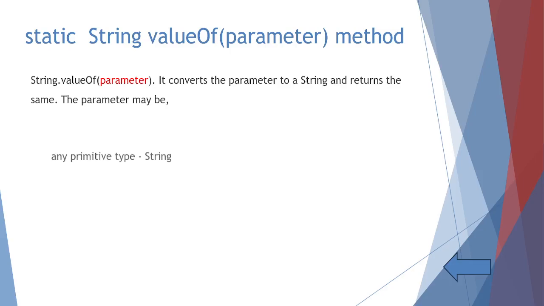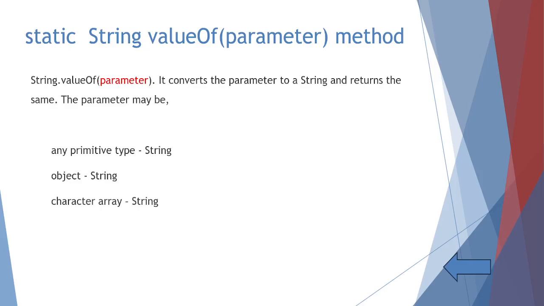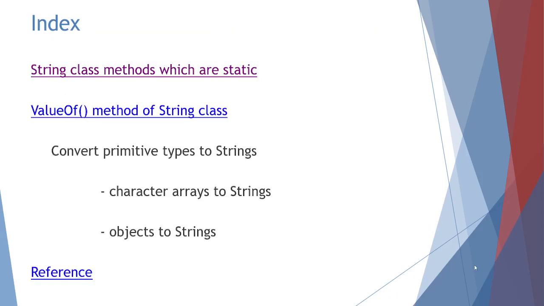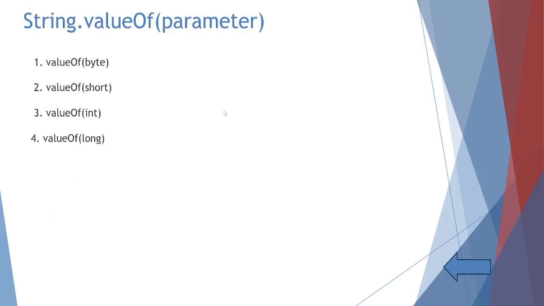The parameter may be any primitive data type, which is converted into a string and returned, or an object, which is again converted to a string and returned, or a character array. Several types: primitive types means 8 types are there, 7 types are converted to string. So the valueOf method of the String class is an overloaded method. Different forms are there, polymorphism. Same method name, but several methods.